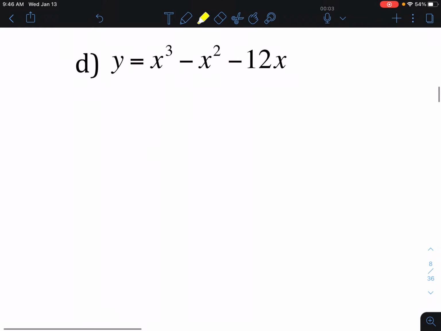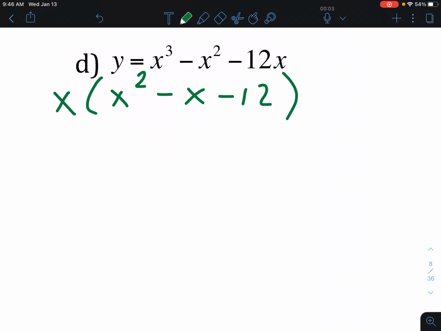Okay, so letter D is the first one where I have to completely factor. So remember, we always look out for GCF first. I have a GCF of x here. And then divide by x to have x squared minus x minus 12. Left over here, I got an easy trinomial. So I bring down the x. Do not make your GCF disappear. It's very important that it gets dropped down when it has an x in it.